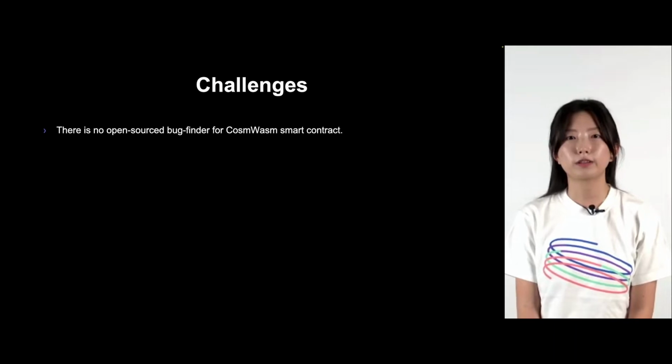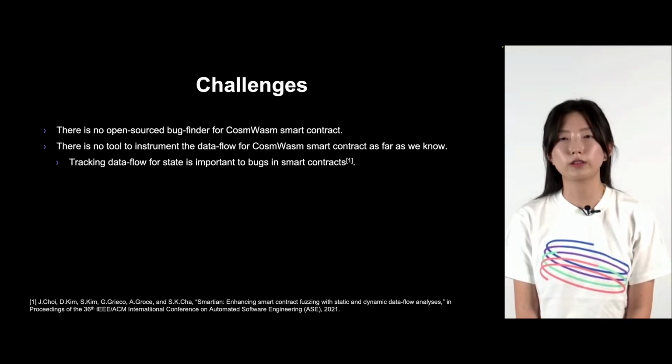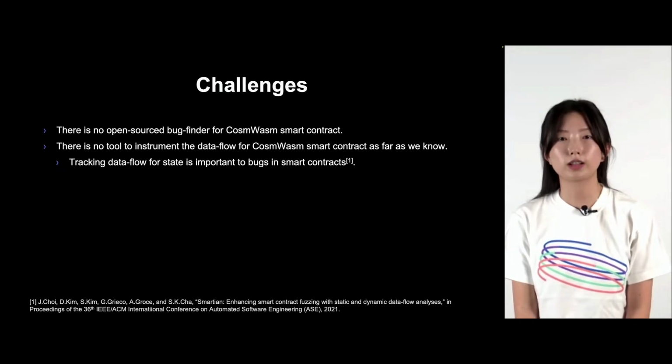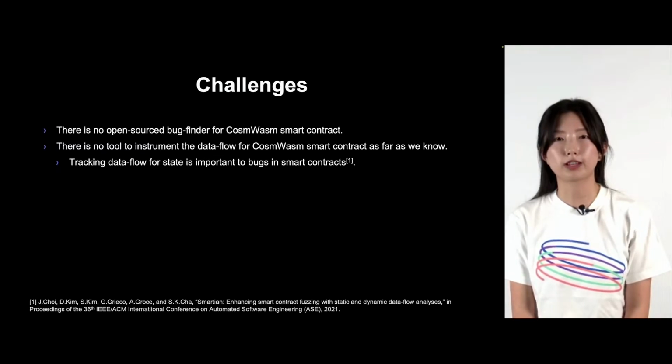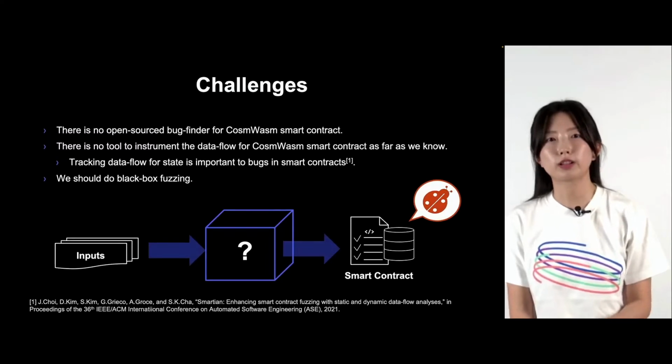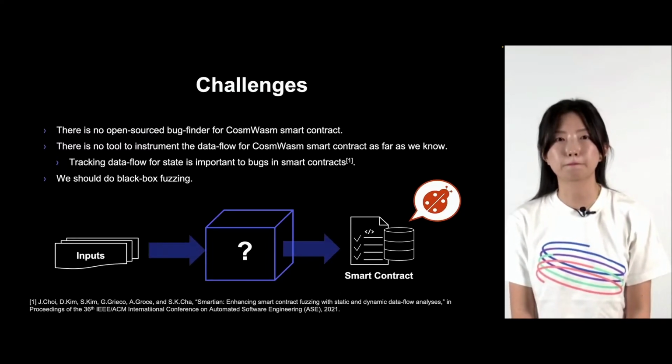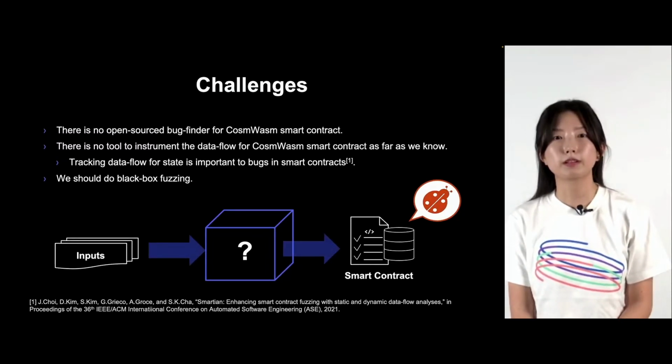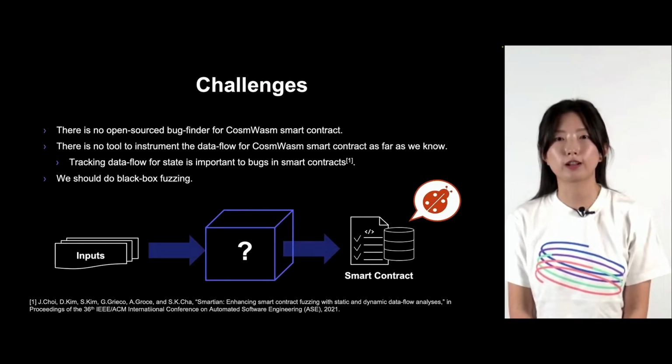And next, it was difficult to instrument the data flow for the CosmWasm smart contract. Tracking data flow for state is important to find bugs in smart contracts, but there was no proper method. So we had to do black box fuzzing. In other words, we had to do fuzzing without instrumentation, just observing the outputs dependent on the inputs. How could we do this efficiently?